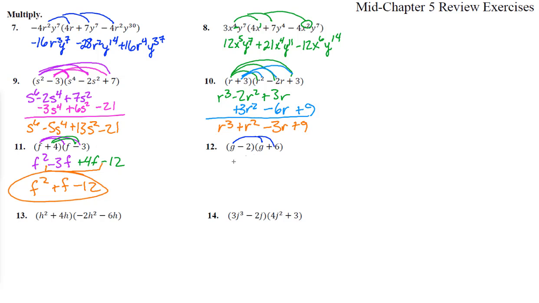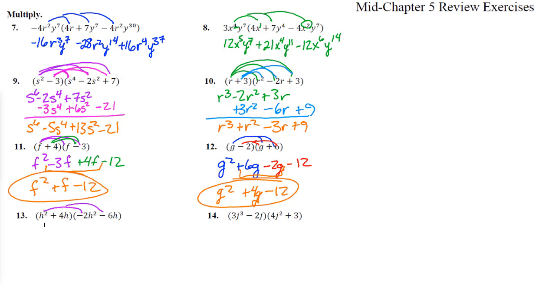G jumps into both of those, so we get a g squared plus 6g, and then the minus 2 jumps into both of them, and we get a minus 2g minus 12. Combining like terms where we can, and we get g squared plus 4g minus 12. Alrighty, number 13.